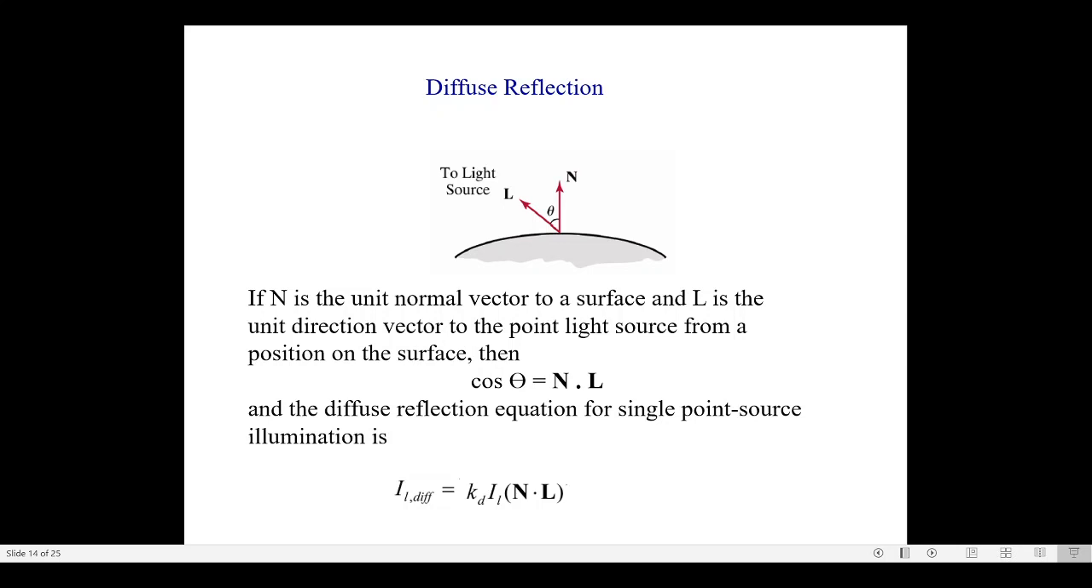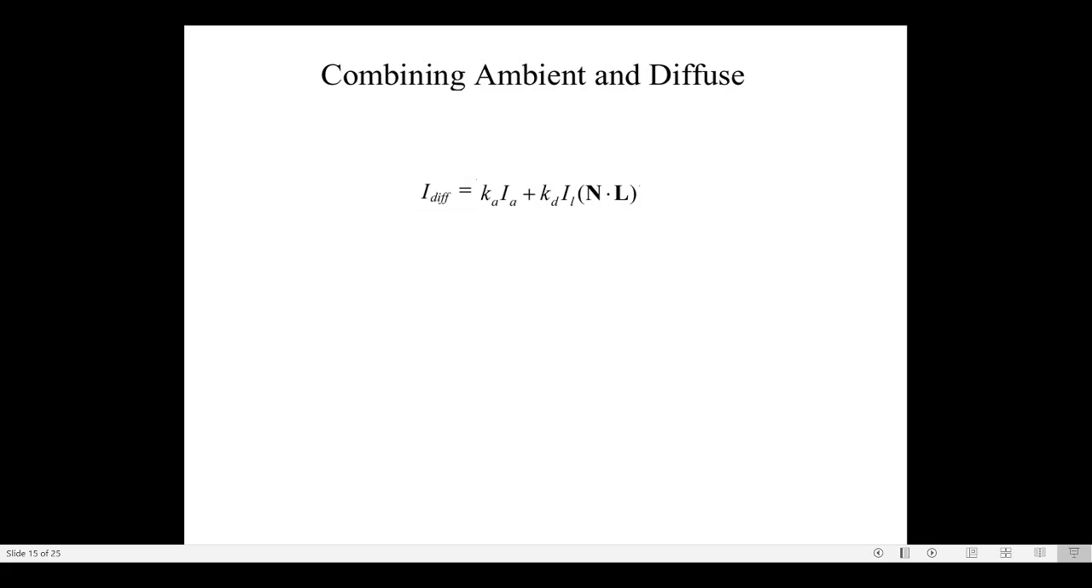So when there is a diffuse reflection, obviously we have to consider the light due to the ambience also. So we need to add both things to find the final light intensity. After combining ambient and diffuse light, we'll get the intensity with this term.